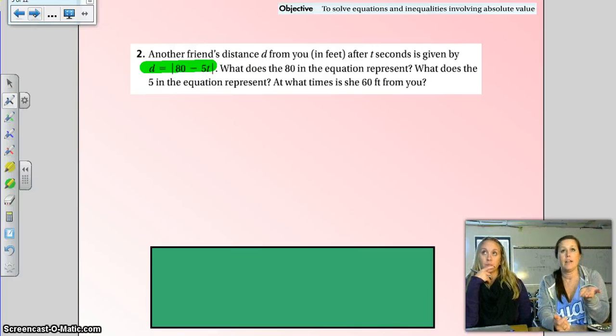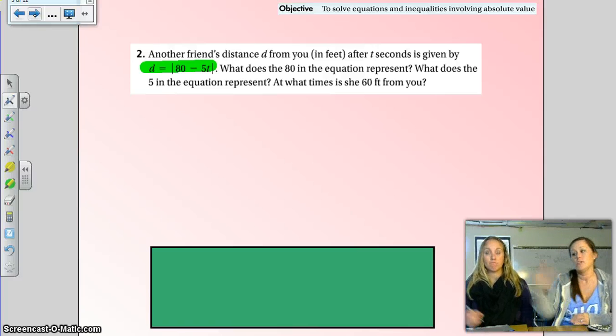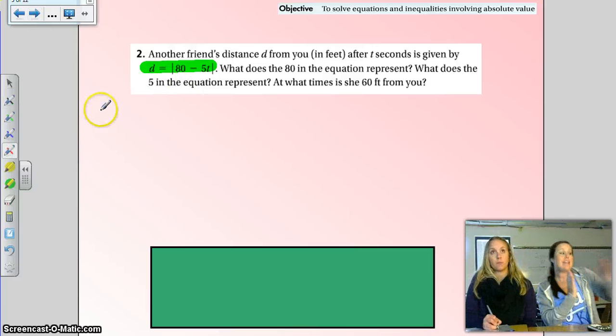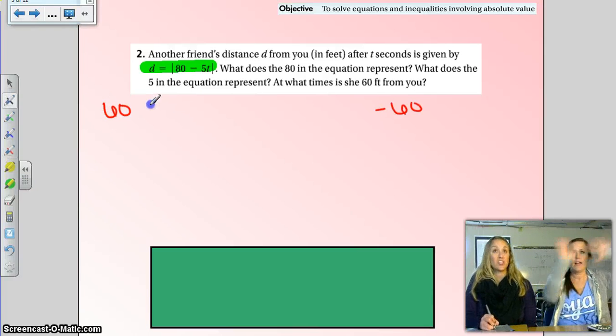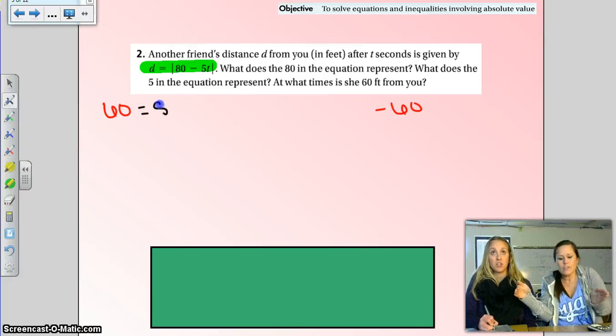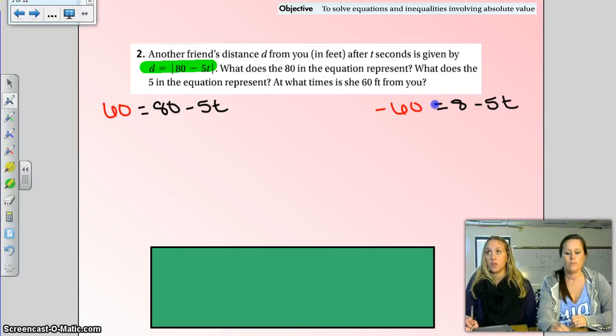And then, at what times is she 60 feet from you? So again, 60 feet here and negative 60 feet here. They probably can't even see my arms. They know, they see 60 feet, negative 60 feet. Okay. So you do the same thing. One positive and one negative.